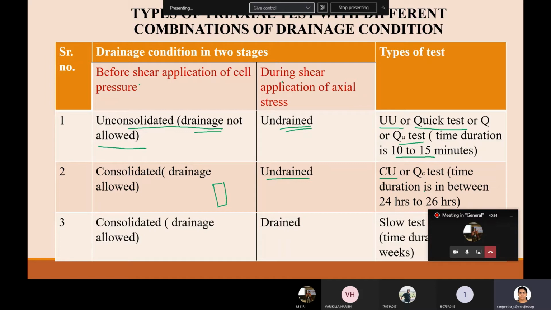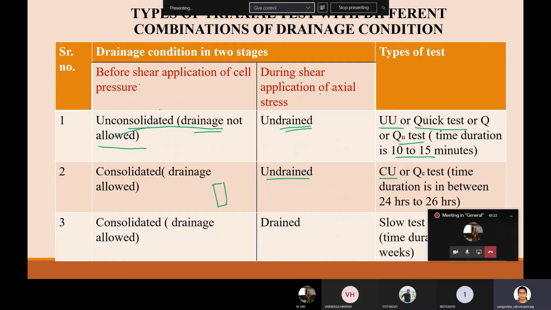So the condition is unconsolidated condition. So building is just constructed. So you haven't given any time for consolidation to happen. And since the building is constructed, drainage might have got arrested. So it is totally undrained condition. So in order to study the strength parameters of soil soon after construction of a structure, then you go for UU test, unconsolidated undrained test.